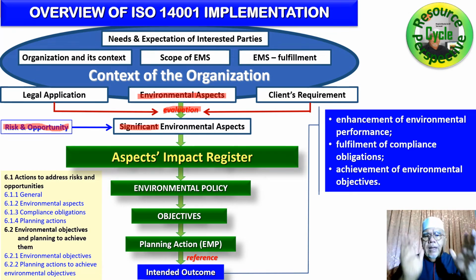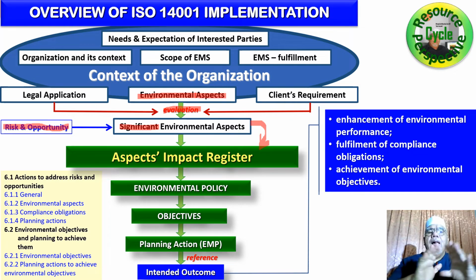Once the aspect has been identified, we will summarize them or list them down in what is called the aspects impact register. This is the popular name, all right? And this register has got all the evaluation criteria with it, and I call it the dashboard. We'll take a look at it at the end of this video.